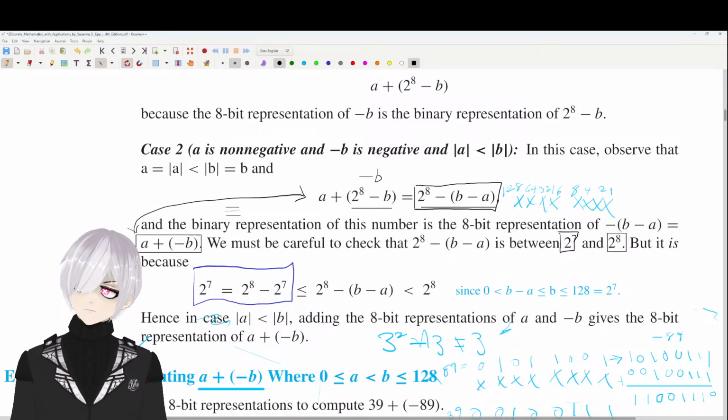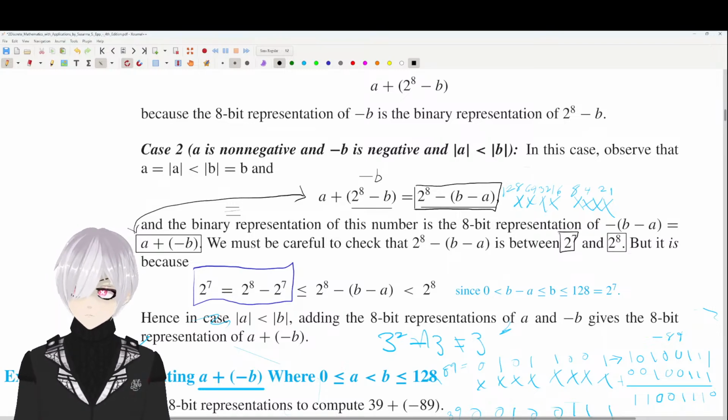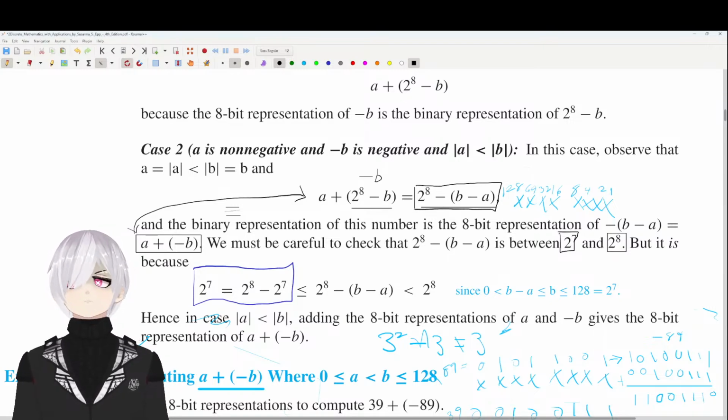Right. And then their proof is 2 to the 7th is equal to 2 to the 8th minus 2 to the 7th. And then to show that, I guess we could just calculate what 2 to the 8th is and what 2 to the 7th is, but we could also factor it. Take out what the two parts of the difference have in common.